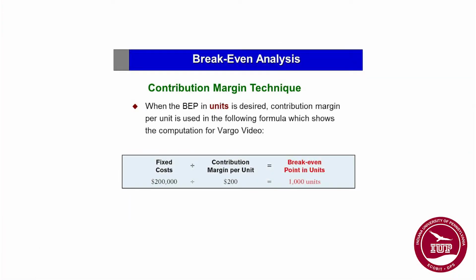To compute a break-even point, that is a point where there is no profit or no loss, you studied earlier that fixed cost divided by contribution margin per unit gives you the break-even point. So if the fixed costs are $200,000 and your contribution margin is $200, your break-even point in number of units, that is a point of no gain, no loss, is 1,000 units.